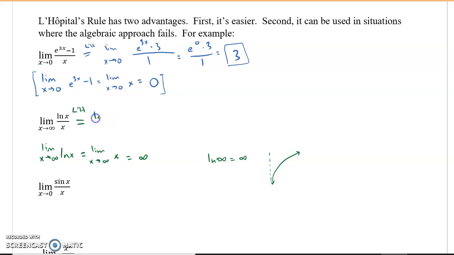L'Hopital says that the limit as x approaches infinity of the original fraction equals the limit as x approaches infinity of the derivative of the top divided by the derivative of the bottom. Well, the natural log of x differentiates to 1 over x, and x differentiates to 1. So this is 1 over x, right? Now what does 1 over x do as x goes to infinity?